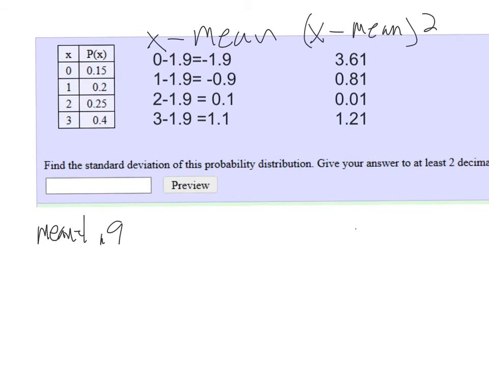So then we're going to take those values now, and here's where it's a little bit different from the rest. We're going to multiply by the p of x. So my next column down in my table is going to be x minus the mean squared times the probability of each of those happening. So I'm going to take 3.61 and multiply it by 0.15, 0.81 times 0.2, 0.01 times 0.25, 1.21 times 0.4.